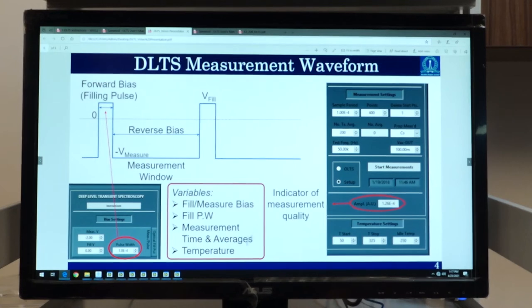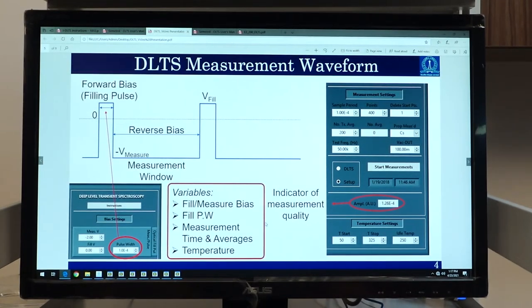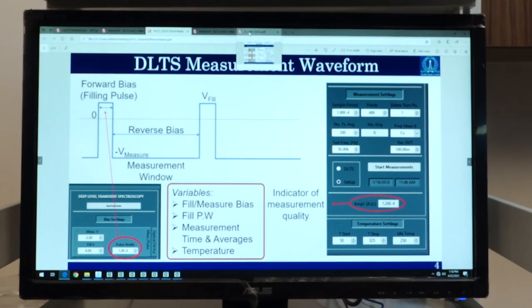The next important parameter is measurement time and the number of transient averages that we take. This is important because a larger measurement time would allow the transients to settle down and we can then easily fit exponential curves whenever necessary. And larger averages would mean a better signal to noise ratio. The next variable in these measurements is temperature. Temperature is an important factor because of the processes that I have shown here. I'll quickly revert back to that slide.